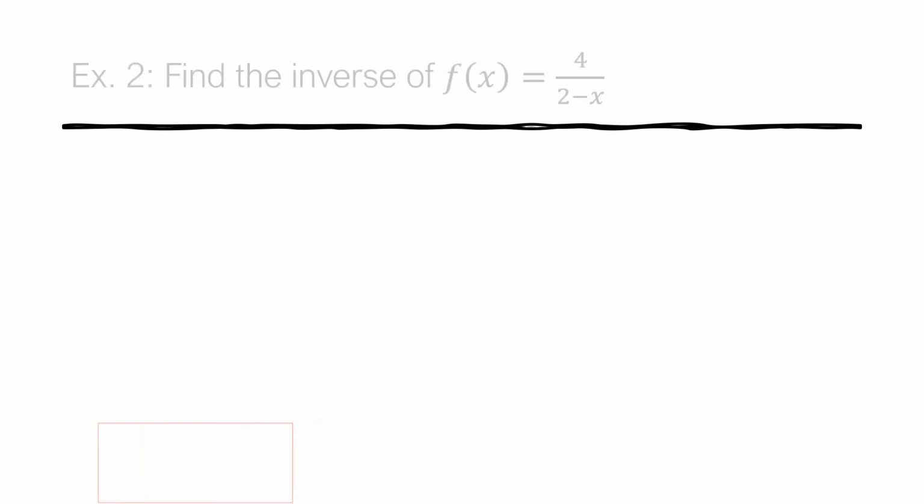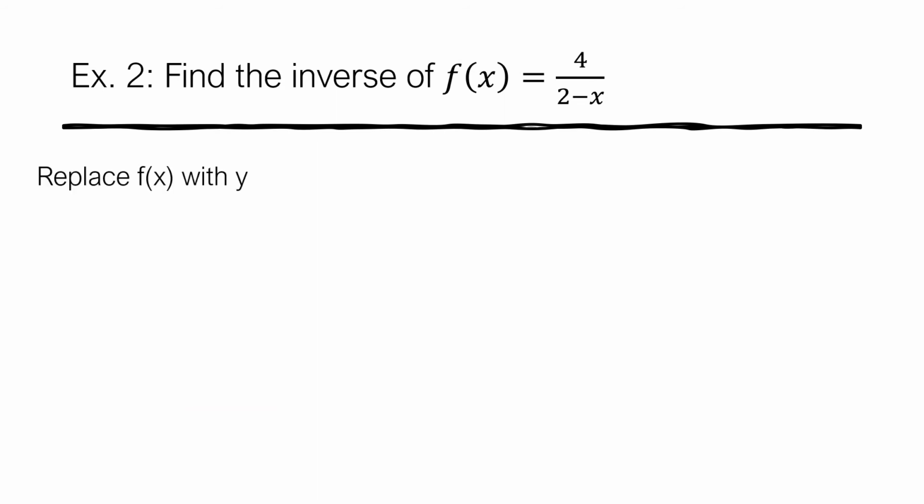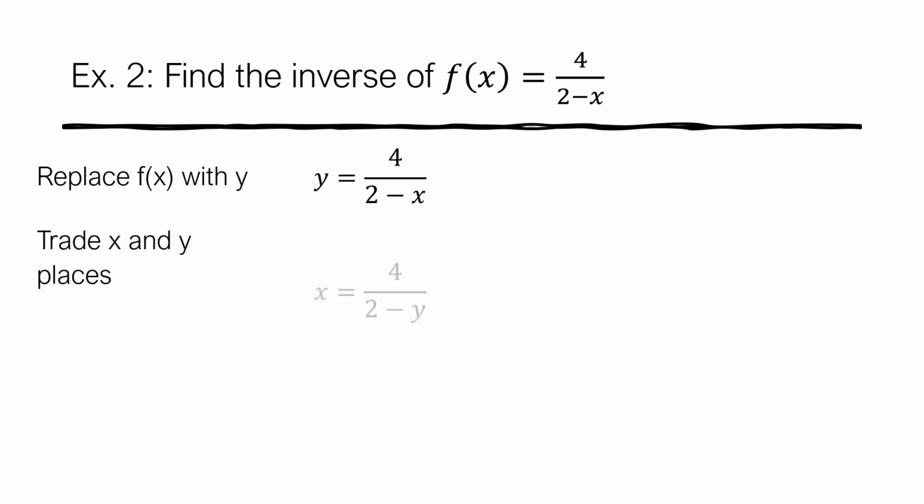Let's have another example. Let's say find the inverse of f of x is equal to 4 over 2 minus x. Now, first, we have to replace f of x with y. So we have this one, y equals 4 over 2 minus x. And then we have to trade x and y places. So that's it.